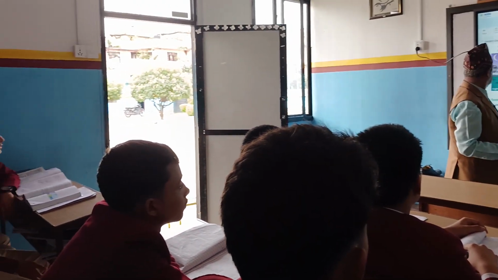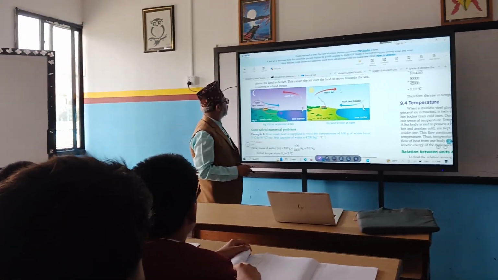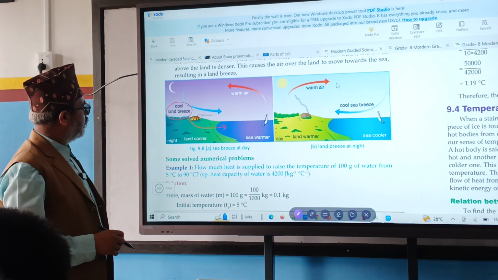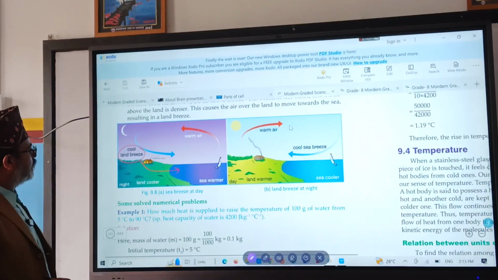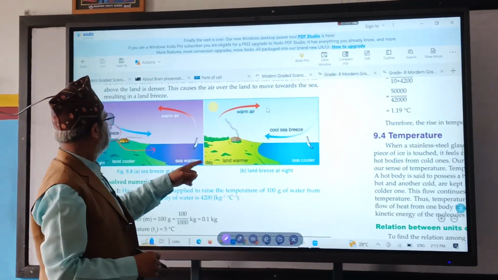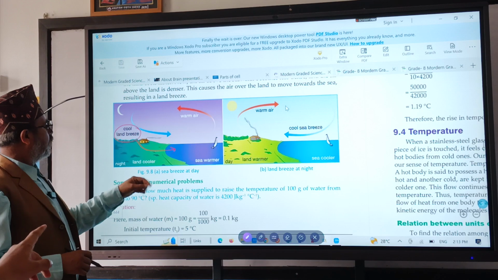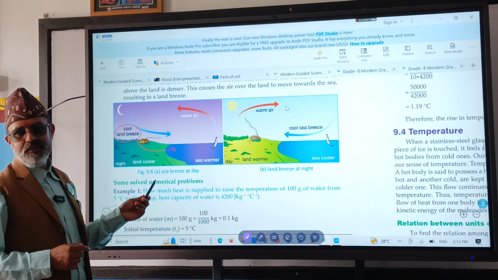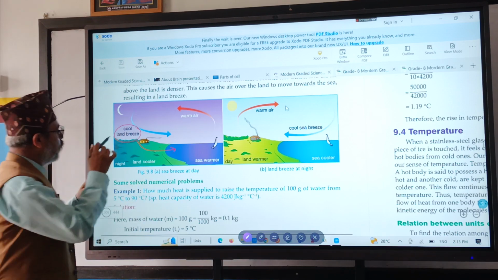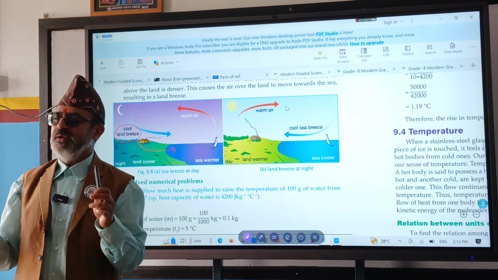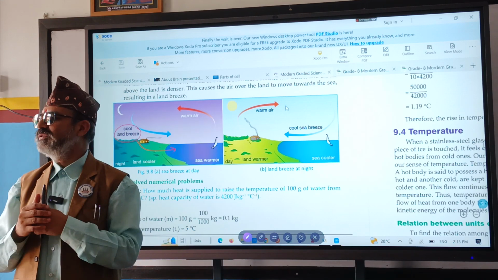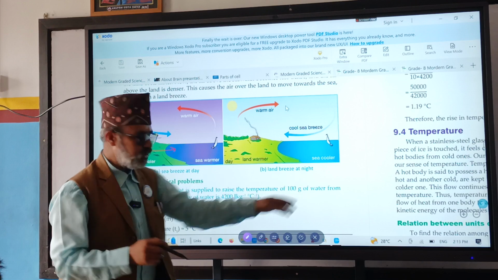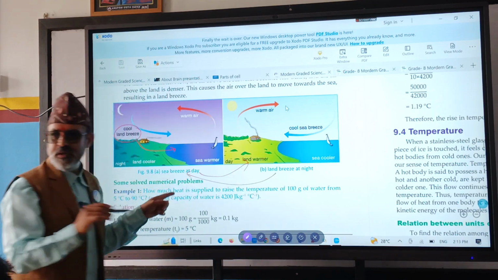Tell me, where is the sea breeze in the figure? This is opposite here. Day and night, night is this side. While blowing, does warm air come to us or cold air? Cold air comes. That is why during daytime, look here. This figure is a bit wrong, and just because of this figure they are confused.